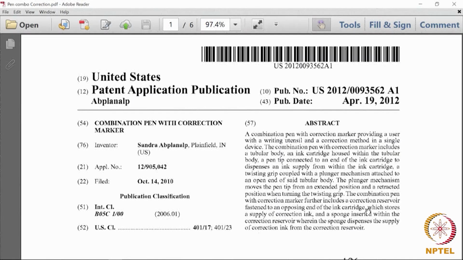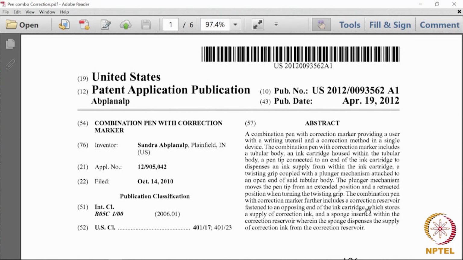The abstract, as we had just seen in Form 2, comes after the signature and date. In the Indian Form 2 it comes after, but here it is presented in a different way. The abstract is presented upfront. Now the abstract describes a combination pen with correction marker providing a user with a writing utensil and a correction method in a single device, and it further describes what the abstract is.